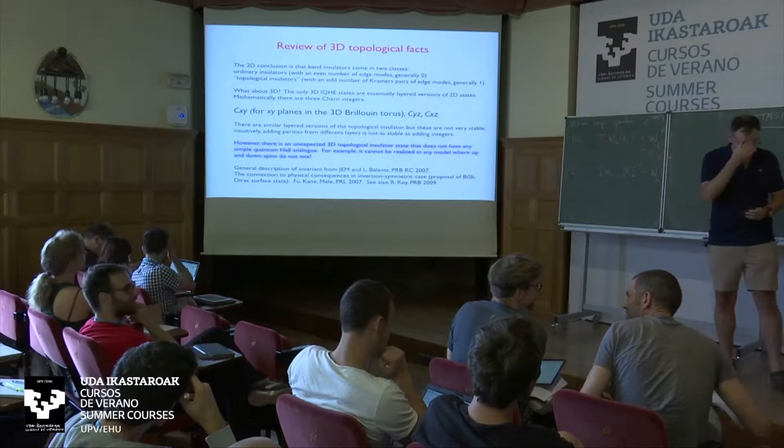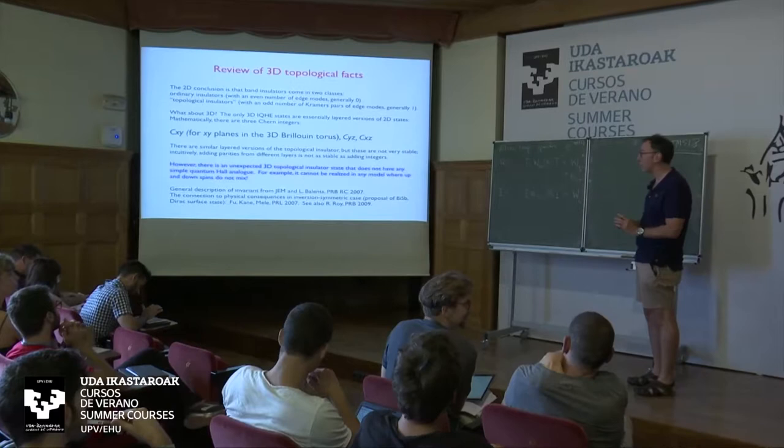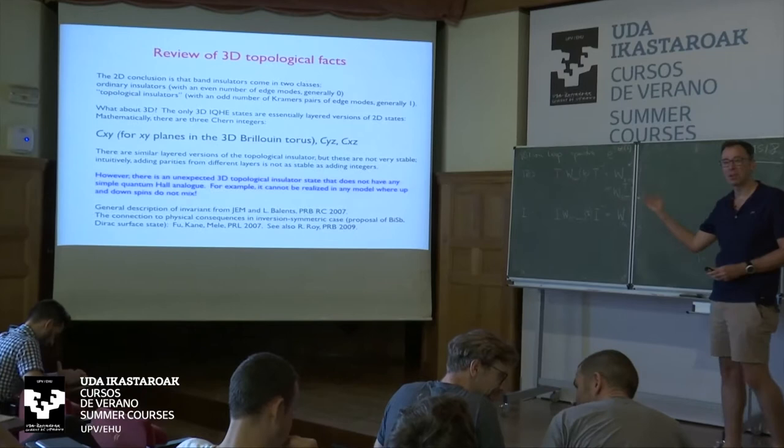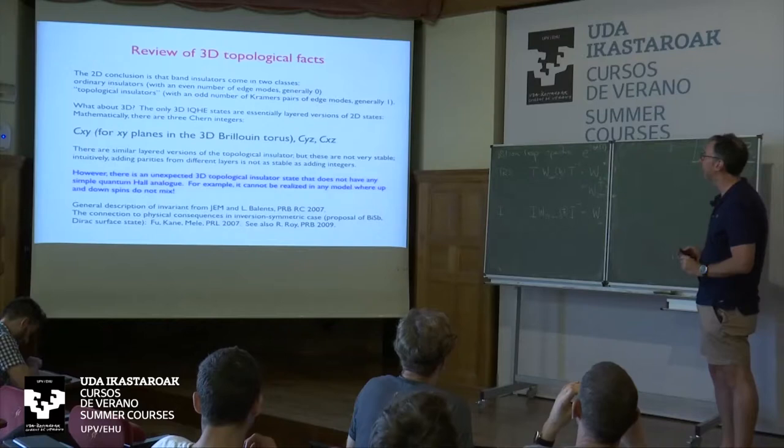There is kind of a historical way to get the 3D topological insulator just from what you know about 2D. I'll sketch that very quickly because I want to write maybe a more modern way of getting the 3D Z2 topological insulator. But let me sketch the history and why it's a little bit more complicated.